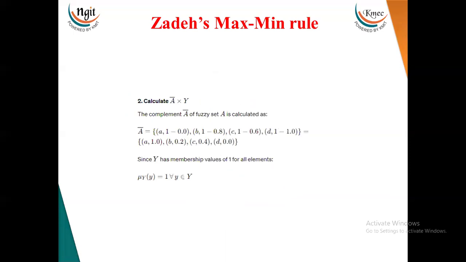Next, we have to calculate the A complement. How to calculate the A complement? A complement is calculated as 1 minus A. So A is 1 minus 0, B is 1 minus 0.2 which is 0.8, C is 1 minus 0.4 which is 0.6, D is 1 minus 1.0. So you will get the values 1.0, 0.8, 0.6, 0.0.